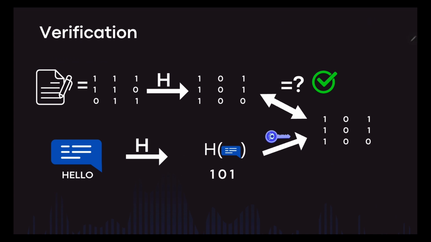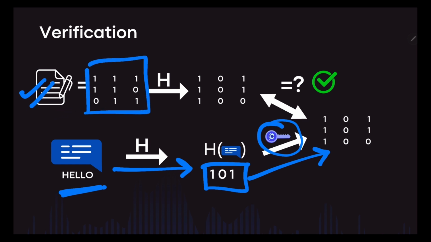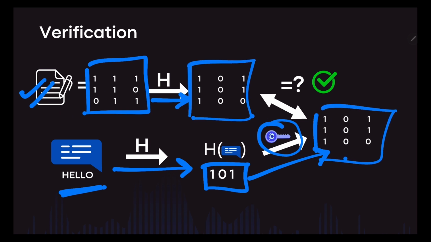This is the verification scheme. If we have "hello" as the message, applying the hash function we have 101, and after that we have this matrix after applying the public key. Similarly, for the signature that we have considered, after applying the hash function we will get this matrix. Now if both matrices are similar, then we say that this is verified.